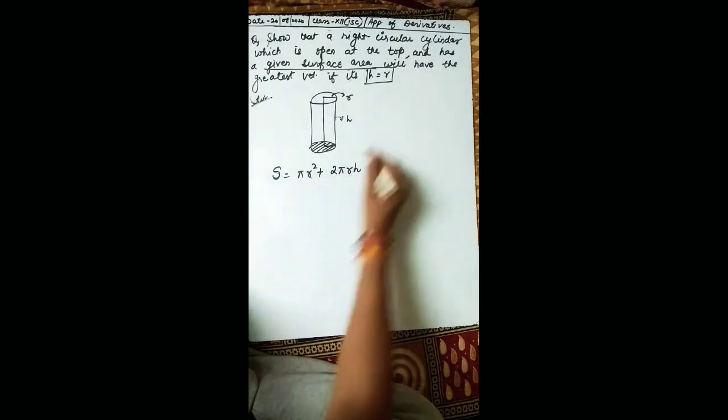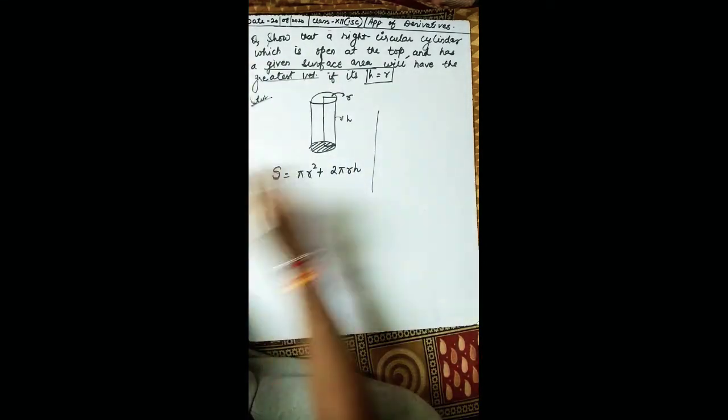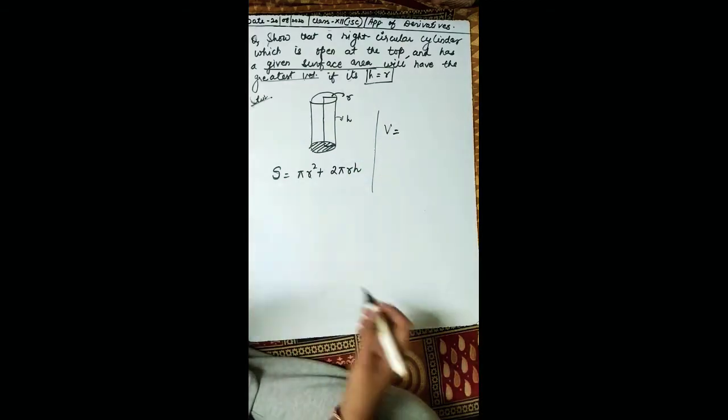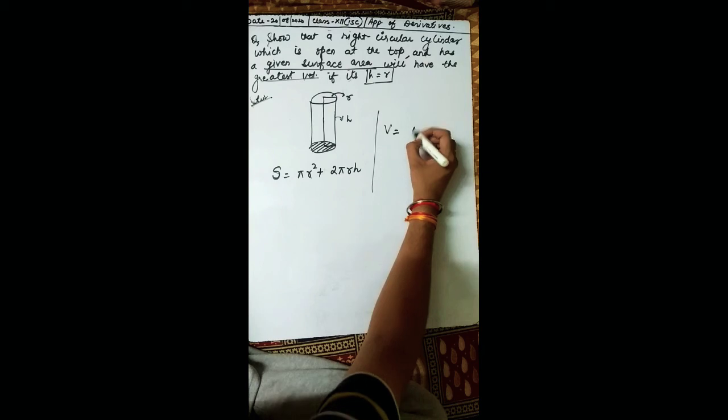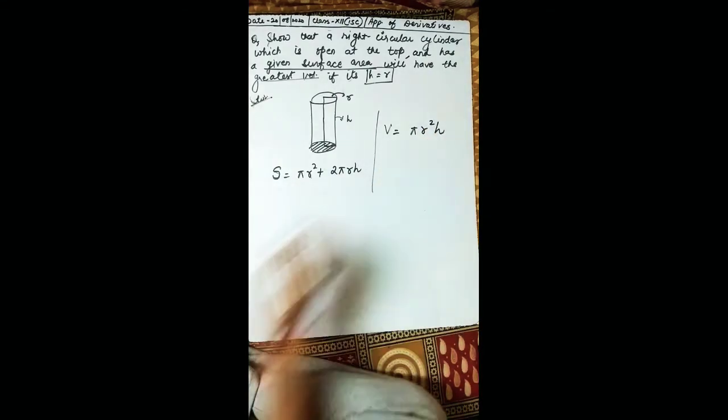Alright, now for the greatest volume, that means we need the volume. What is the volume of the cylinder? This is pi r square h. Okay, so pi r square h.